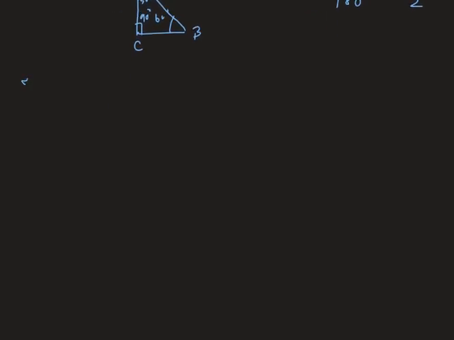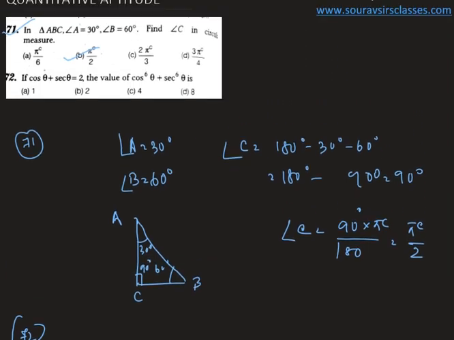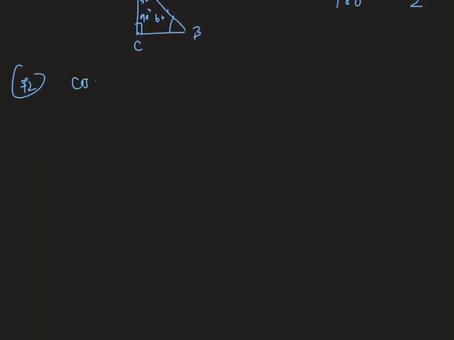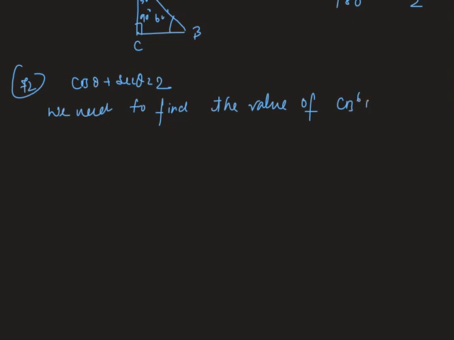Now let's see the next question. Here we are given that cos theta plus sec theta equals 2. Then we need to find cos to the power 6 theta plus sec to the power 6 theta. Cos theta plus sec theta is equal to 2. Then we need to find the value of cos to the power 6 theta plus sec to the power 6 theta.